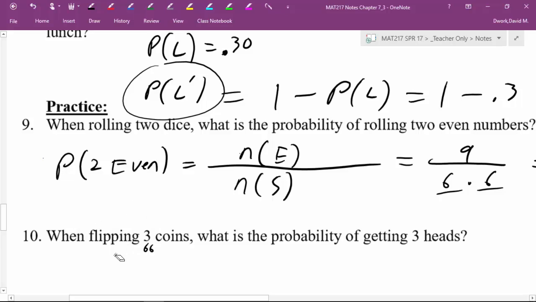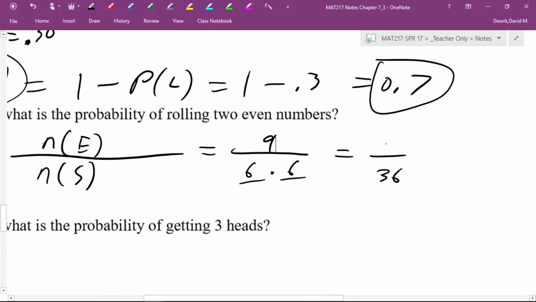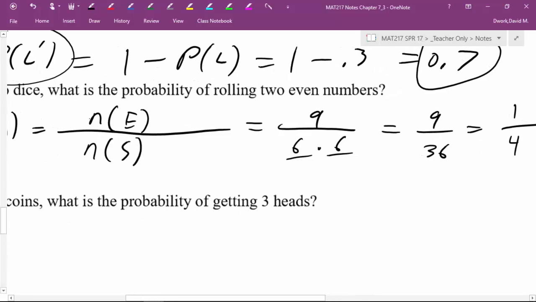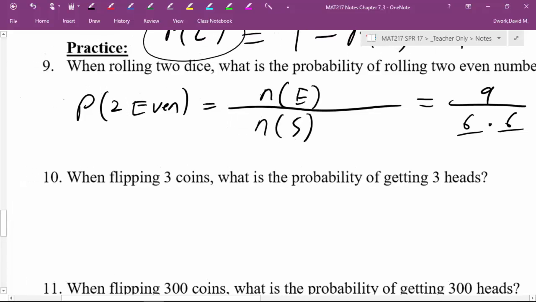All right, see, not too bad. And so therefore it is 9 out of 36, and 9 goes into 9 one time, 9 goes into 36 four times, so therefore it's 1/4, and there we are. So there's your probability. All right, now let's do another one, slightly different.